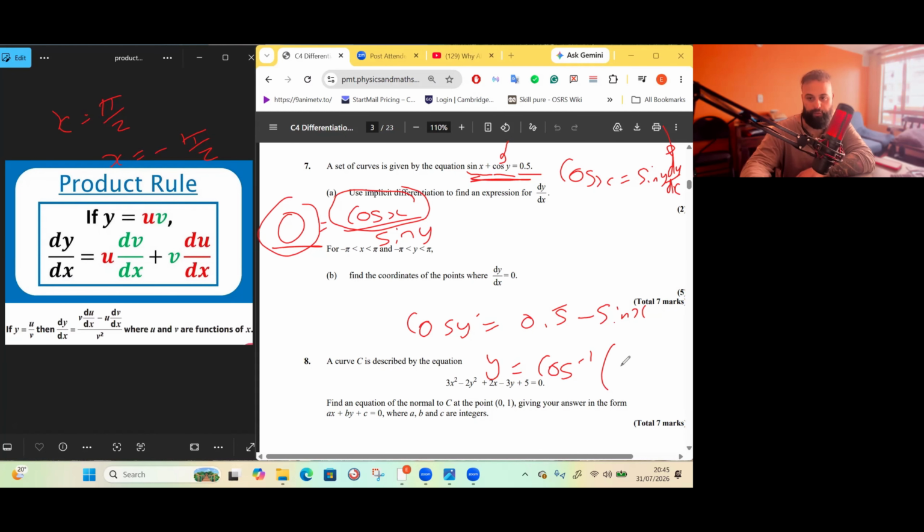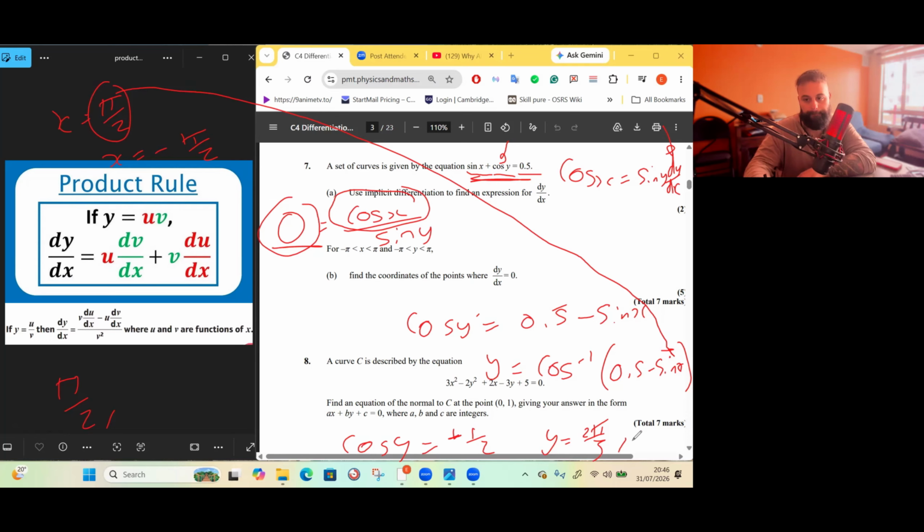So we could put pi over 2 into this. And if we put pi over 2 into that equation, what we get is cos y should be equal to -1/2. And because it's equal to -1/2, we do cos⁻¹ of that, and y is 2 pi over 3 or -2 pi over 3. And both of these are valid for that range over there. So we write pi over 2, 2 pi over 3, and pi over 2, minus 2 pi over 3. So those are 2 coordinates.